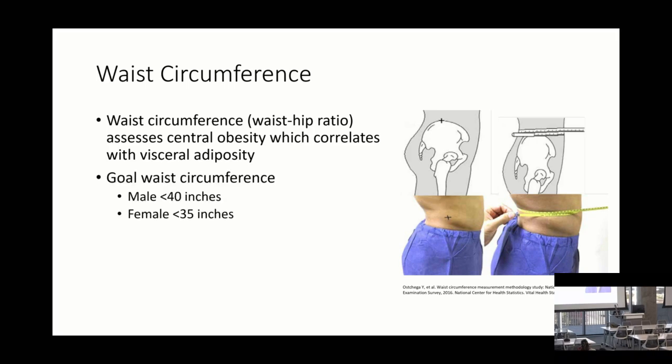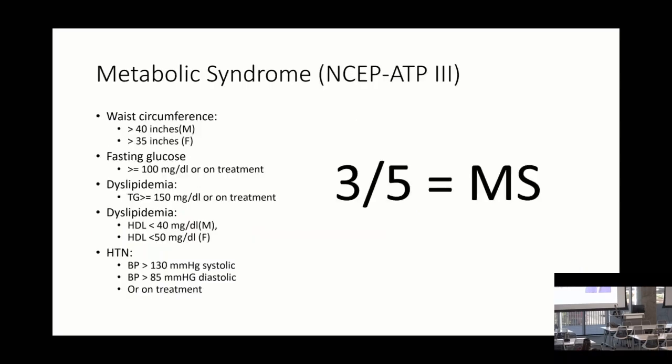So for male, it's supposed to be less than 40, and for female, less than 35 inches. I think we already talked about this. The clinical significance of visceral adiposity is that it is a direct correlation with insulin resistance, diabetes. So the more visceral fat you have, the more the likelihood that you're going to have metabolic syndrome and diabetes and all the other related metabolic complications.